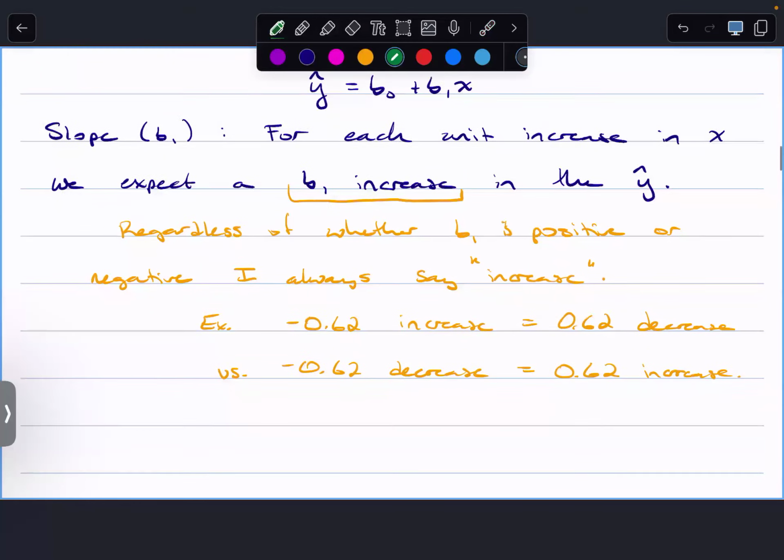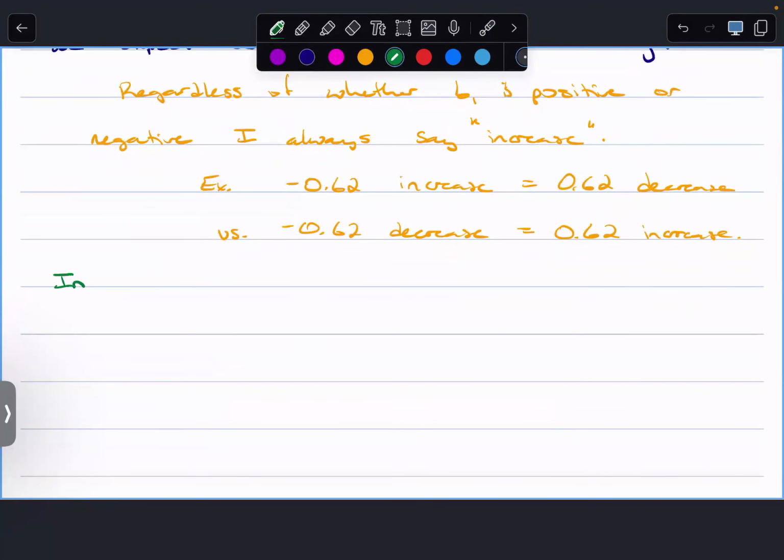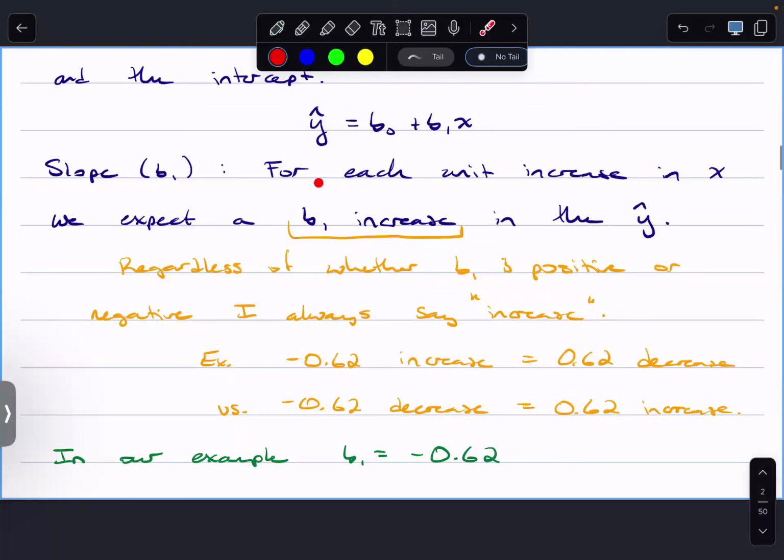So for our example, B1 was negative 0.62. So what would we say? Applying this definition, and using this equation as kind of training wheels, just guiding you in the right direction, right? And it's really important that you have for each unit increase in X, right? Because it's not just as X increases, then the Y hat increases by this. It has to be for the unit increase.